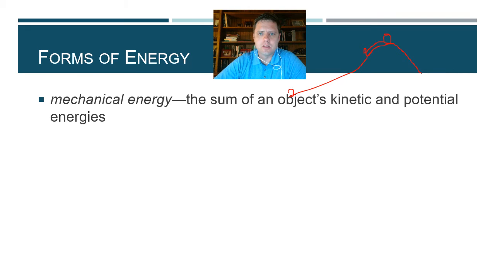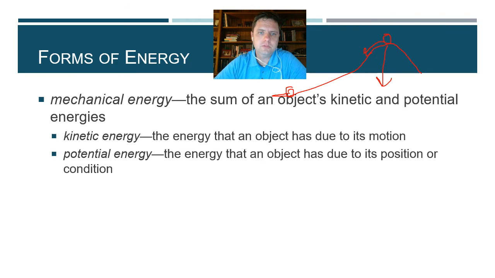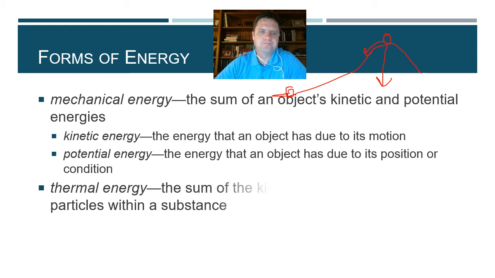And if we got down here to the bottom of our hill, let's say it flattened out here, we'd have maximum kinetic energy, energy of motion, but minimum potential energy because it'll have fallen in position from up there down there. So mechanical energy is the sum of both kinetic and potential energies. Kinetic energy is the energy of motion. Potential energy is energy of position or condition.